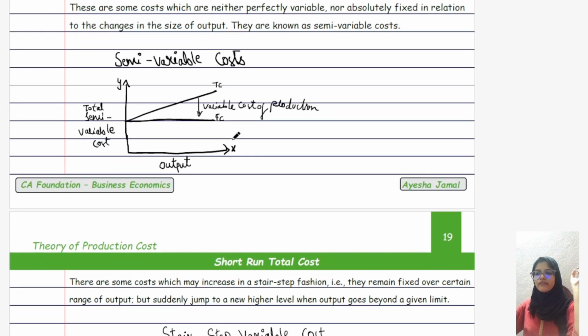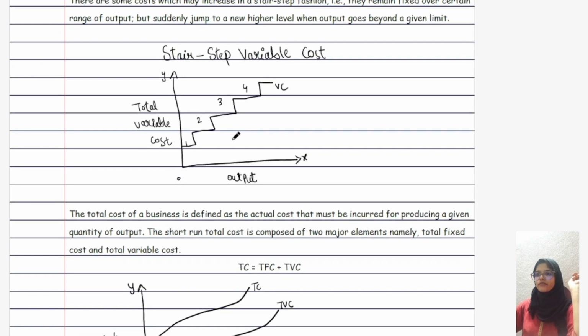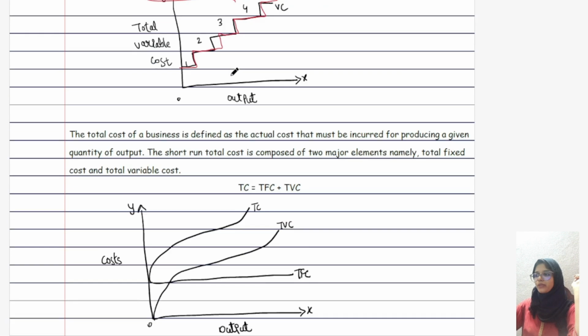You have semi-variable cost. Semi-variable cost is sometimes fixed, sometimes it changes. That is semi-variable in nature, not perfectly variable and not absolutely fixed. Sometimes fixed, sometimes variable. Then we have stage step variable cost. See, it goes in the form of stages. Sometimes it will be very straight, meaning it is fixed. Sometimes it will just increase, like variable cost. Again, it will go in a straight line like fixed cost. Then it increases like variable cost, going in the form of steps. Hence the name, stage step variable cost.